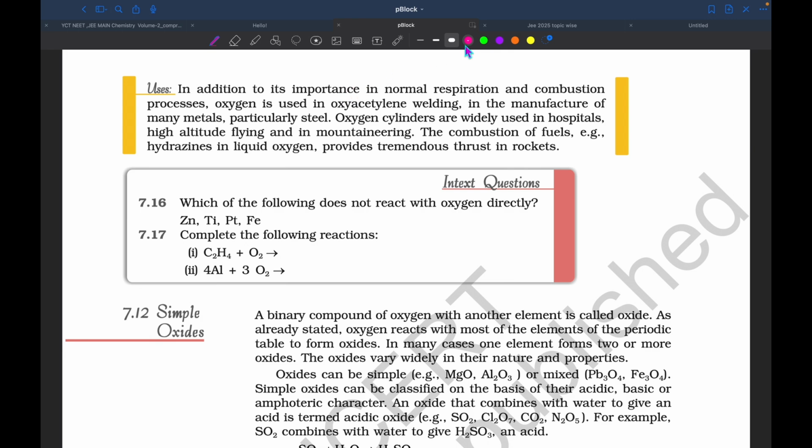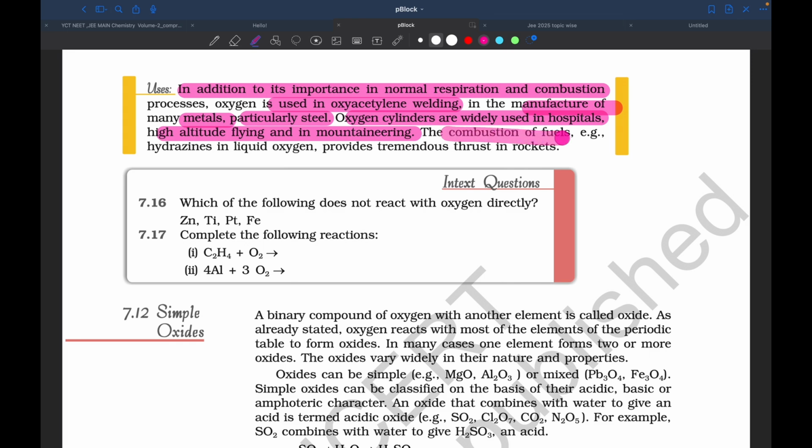Everybody knows oxygen uses. Let's look at the oxygen uses once. In addition to its compounds and its normal respiratory and combustion process, oxygen is used in oxyacetylene welding, in the manufacturing of many metals, particularly steel. Oxygen cylinders are widely used in hospitals, high altitude flying and mountaineering.